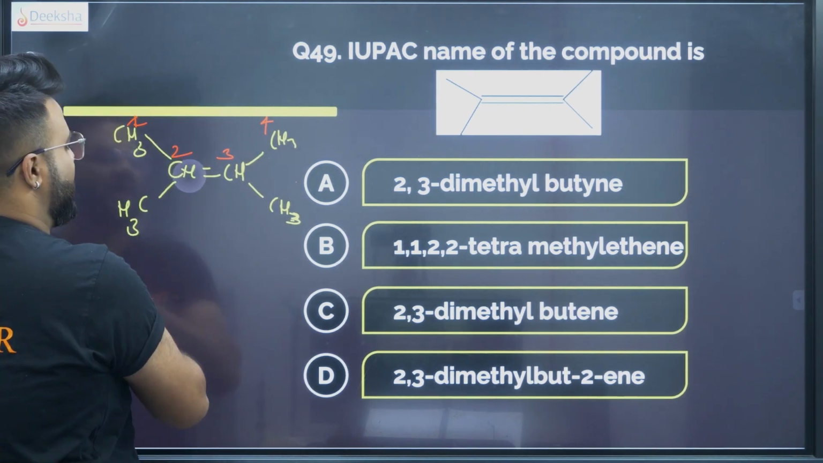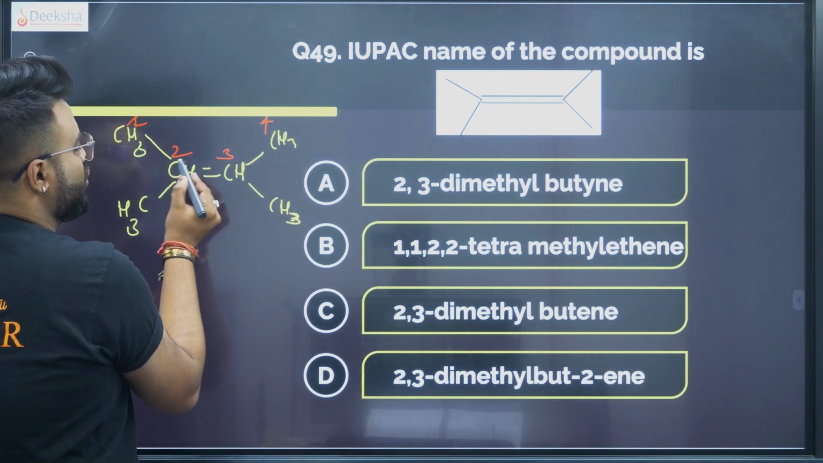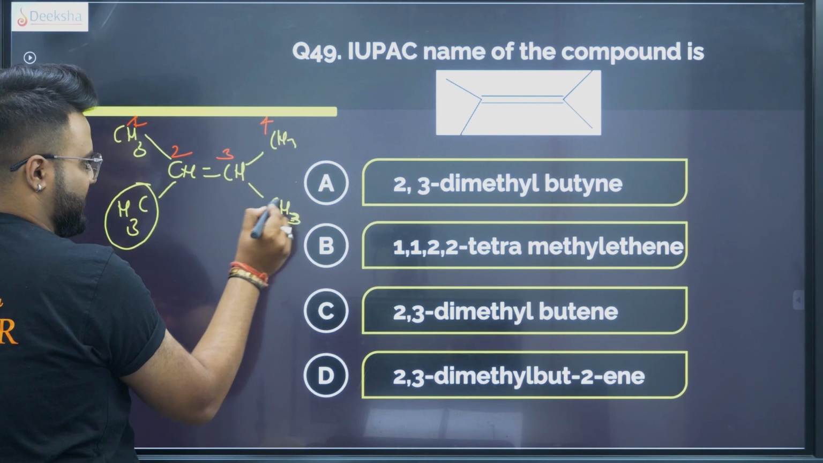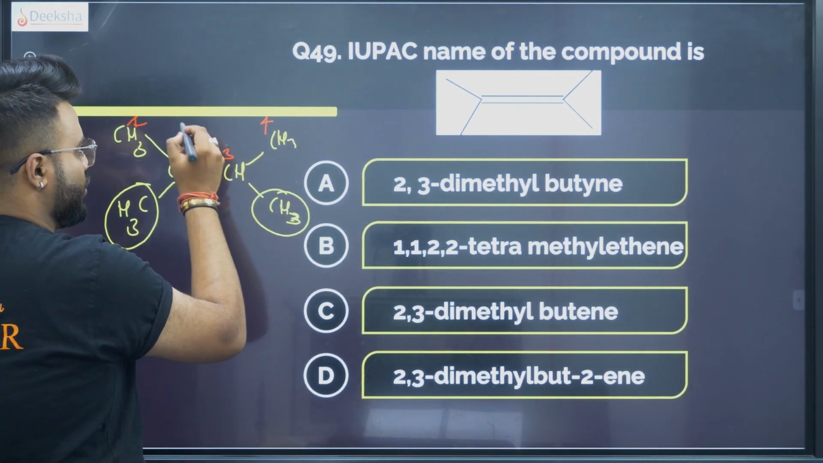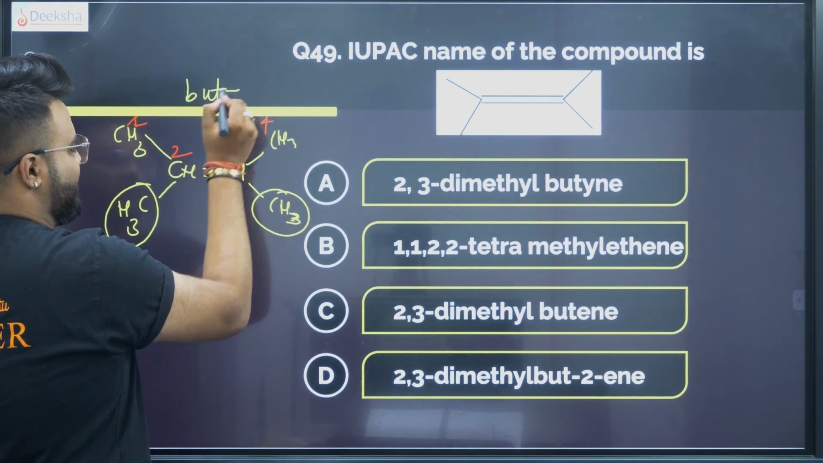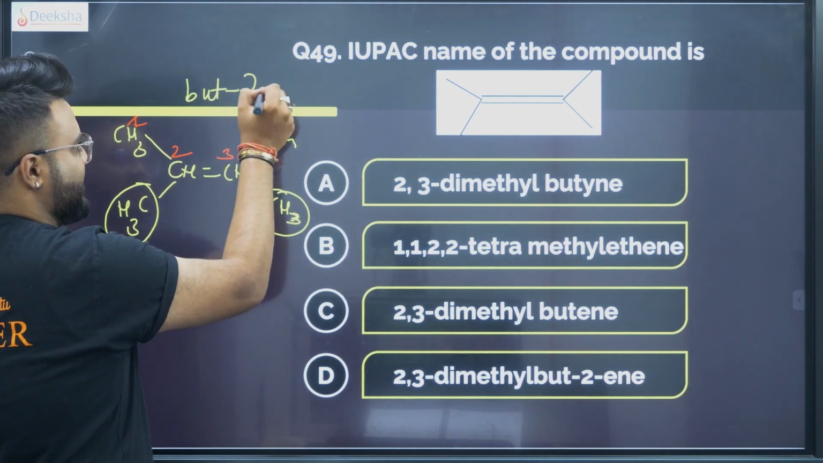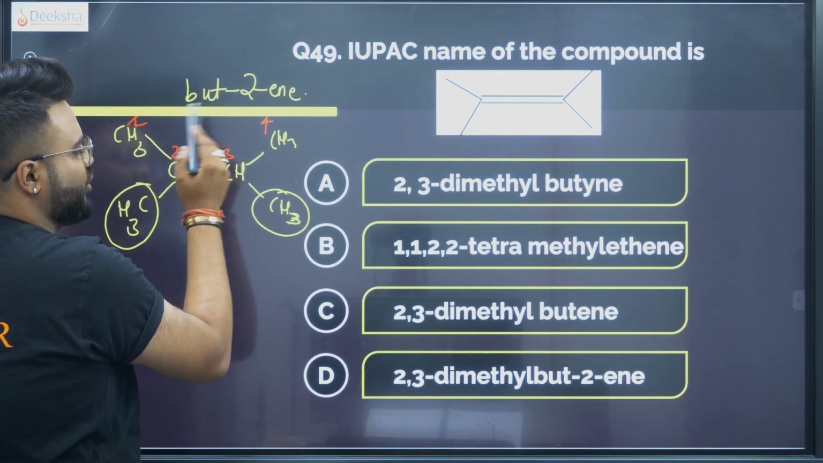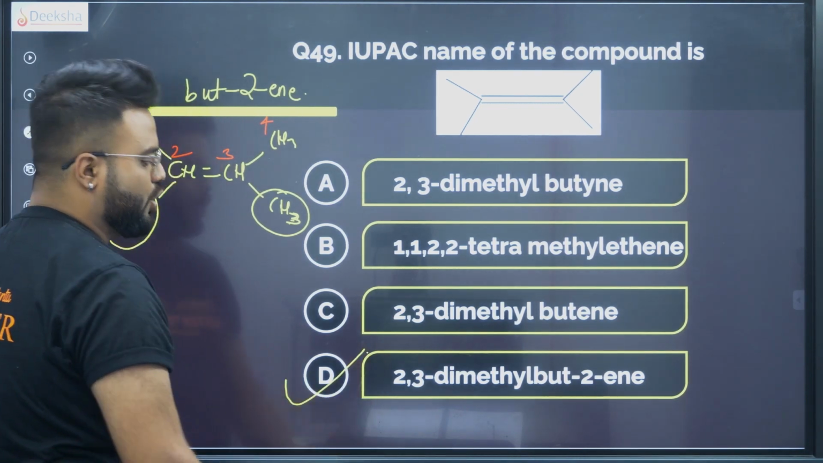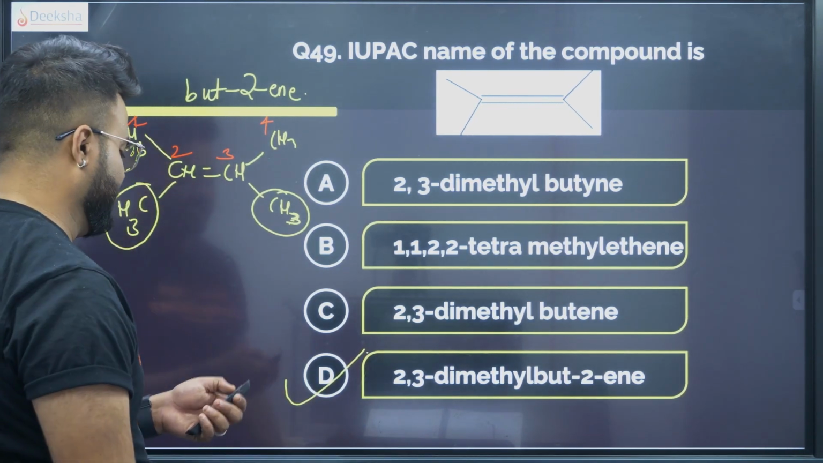After numbering, now tell me, 2, 3 dimethyl, how many carbons? That is but. At which position is the double bond there? At the second position, and it is ene. So 2, 3 dimethylbut-2-ene, that is nothing but option D, which will be your correct answer.